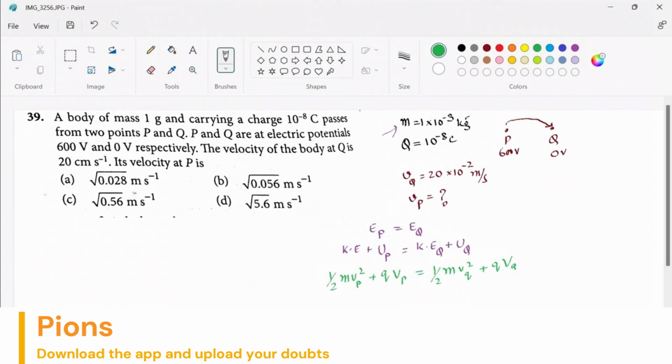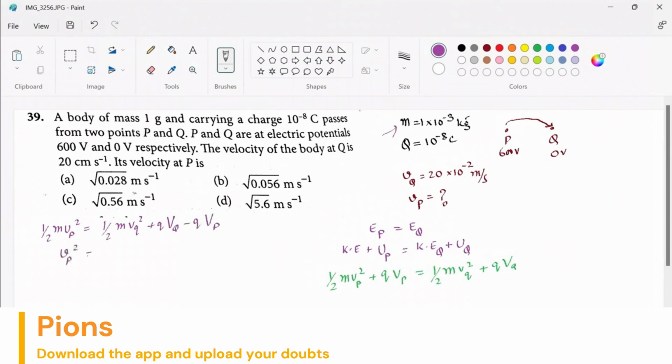We have to find what? We have to find the velocity at point P. So first, instead of substituting everything, let's take everything on the other side. So I am taking this QVP. We want half mv square now. So half m Vp square will be equal to half m Vq square plus Q into potential at Q minus Q into potential at P.